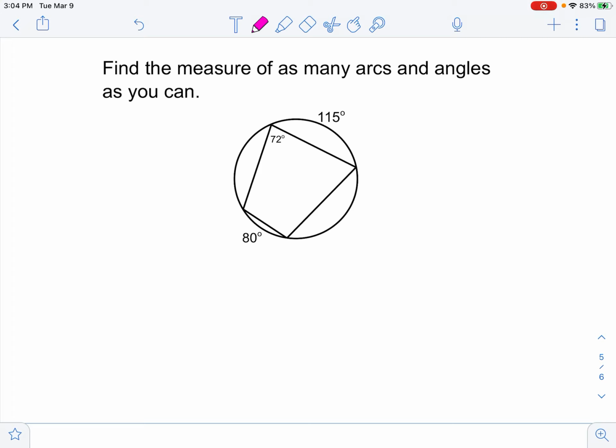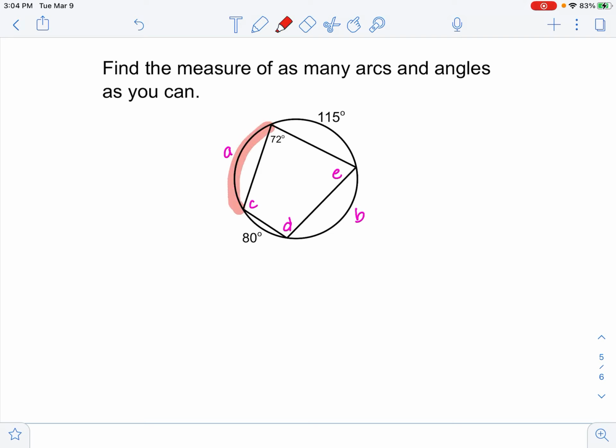All right, so here's another one. Let's try this one. Find the measure of as many arcs and angles as you can. They're like little puzzles, okay? What I'll do once again is call this arc A, and I'll do B here, and then C, D, E. Okay, and you just gotta start somewhere, right?